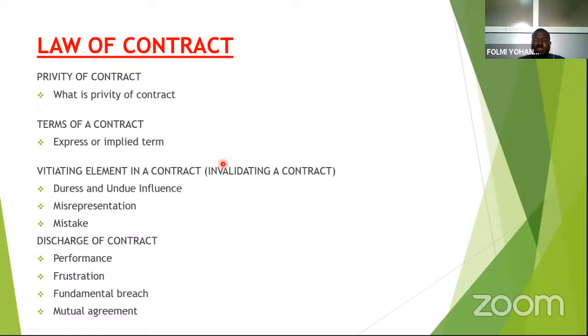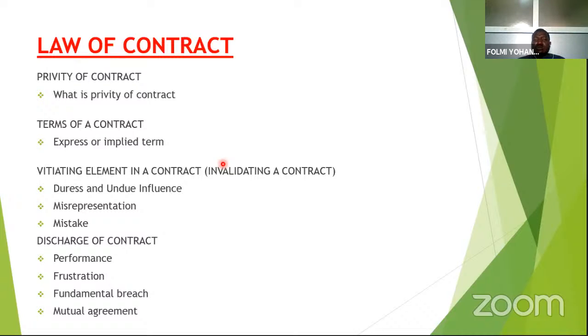Then misrepresentation is another thing that can vitiate a contract. When you misrepresent facts about a commodity, a house, a car, before or at the time of entering the contract, such contracts will be vitiated. They will not be valid because you misrepresented facts, and it's based on that misrepresentation that the person was led to enter into the contract. In such a case, such a contract will be vitiated.